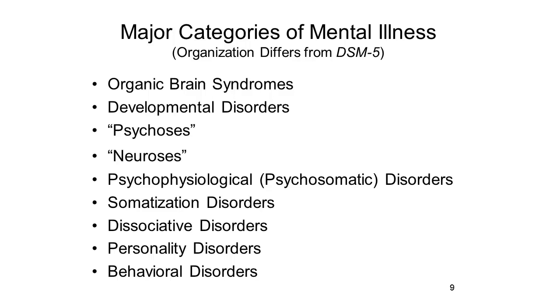There's also a 9th category of mental illness, which are sometimes called problems in living, which are not really mental illnesses. But I include them in this class because they are often treated by psychiatrists, clinical psychologists, clinical social workers, and other mental health professionals.